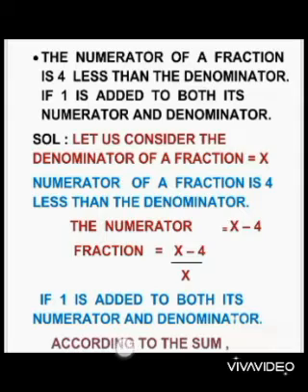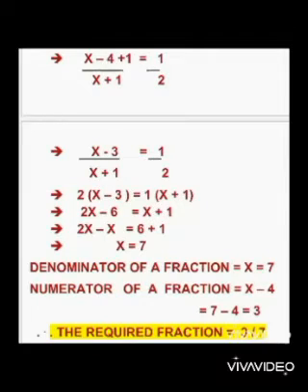So according to the condition given in the question, we can write like this, children, (x minus 4 plus 1) by (x plus 1), which is equal to 1 by 2. Minus 4 plus 1, how much will you get? Minus 3. So (x minus 3) by (x plus 1) is equal to 1 by 2. Now let us do cross multiplication here.